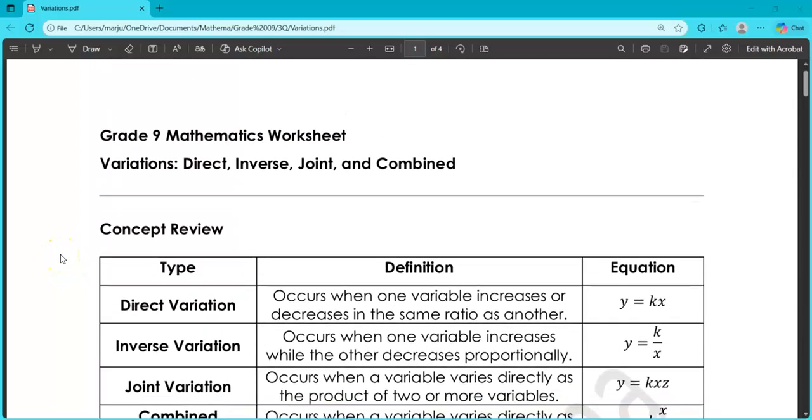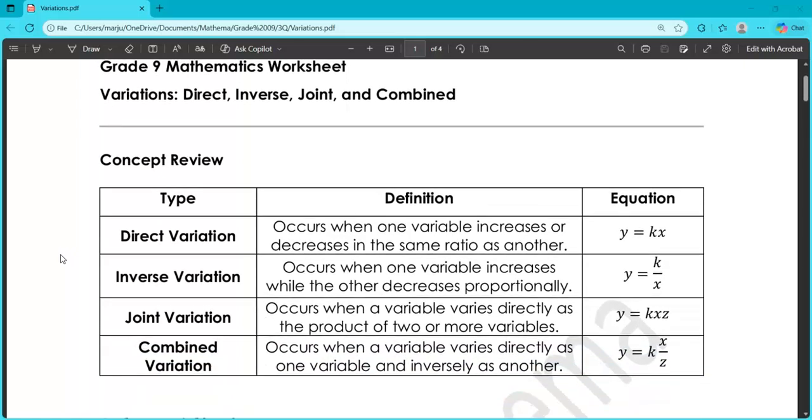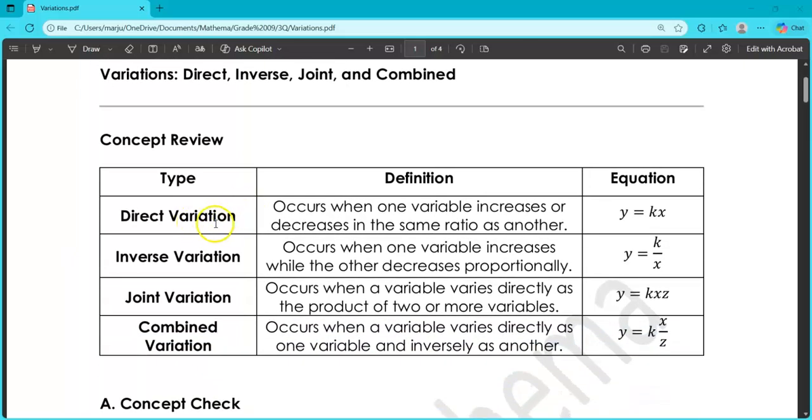Today we are going to talk about variations. I have here four types. Direct variation occurs when one variable increases or decreases in the same ratio as the other. So they go together. If one goes up, the other will also go up. If one goes down, the other will also go down. Our equation is y is equal to kx. K is our constant ratio.